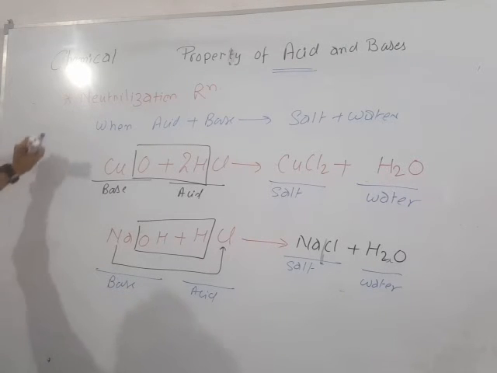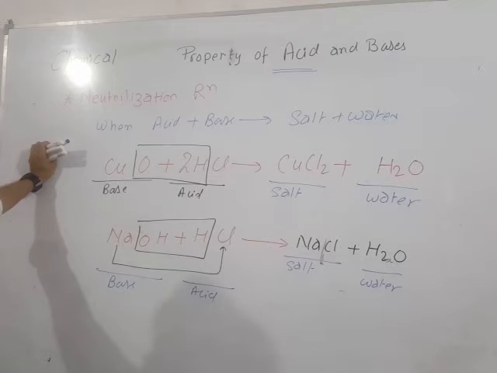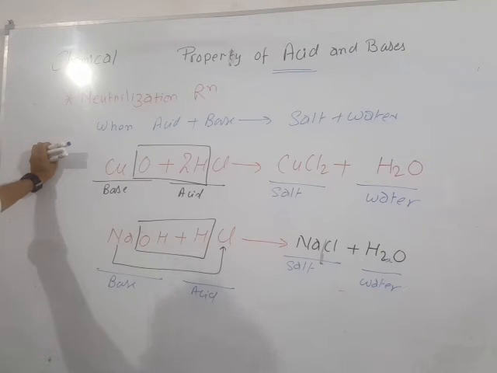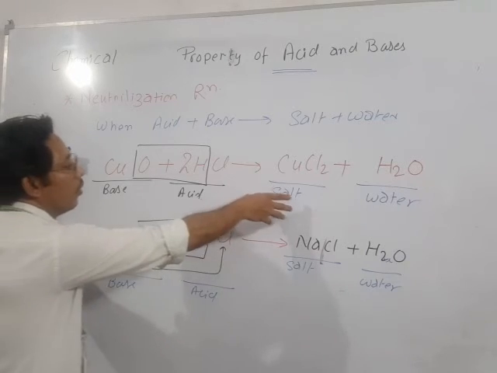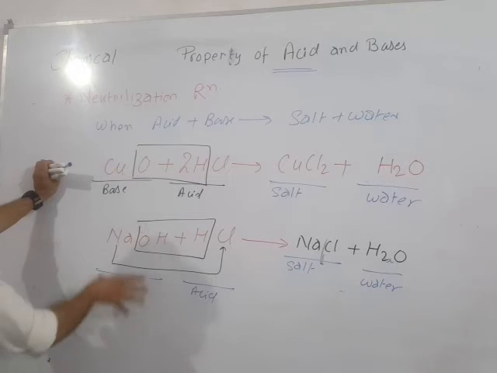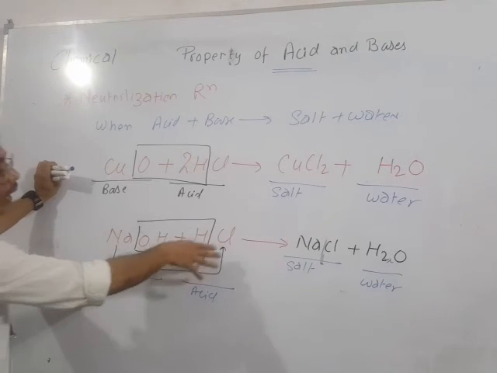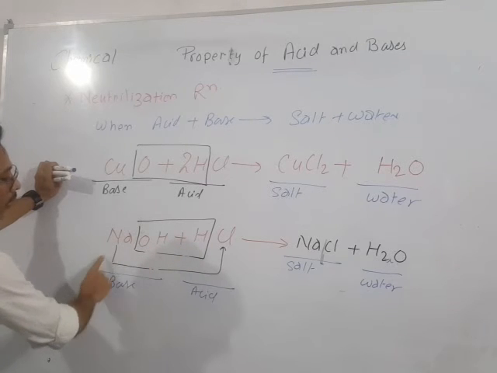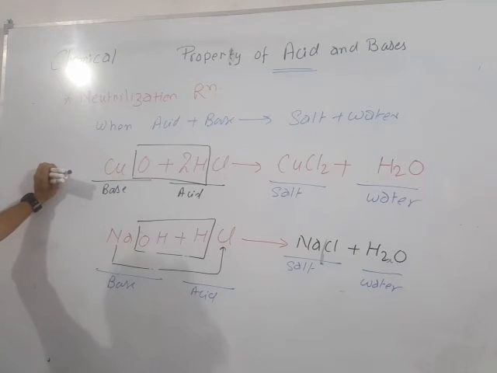This is the property of acid. It means when acid reacts with a base, it gives salt and water. Okay, you have two examples: copper oxide and hydrochloric acid, which when reacted together form copper chloride and water. And another example, sodium hydroxide reacting with hydrochloric acid. So here you can see that water is formed and the salt is formed as a product. Yes or no? Okay, say yes or no.